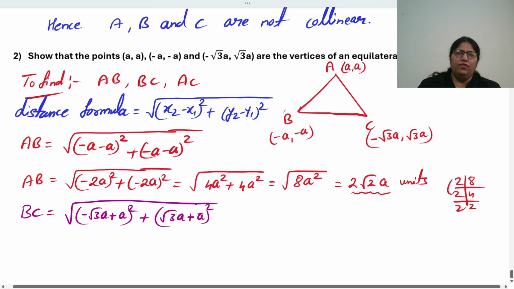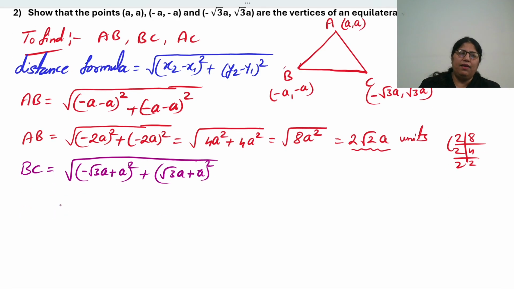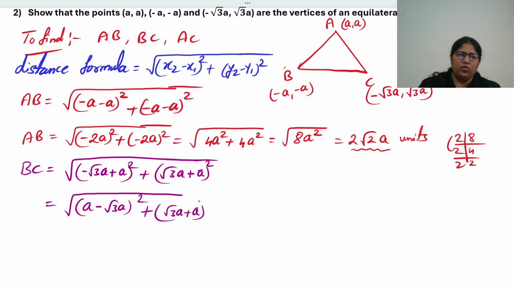Now you need to be careful here. I need to use here a plus b, a minus b whole square identity. So can I rearrange this to make it a minus b whole square plus root 3a plus a whole square? So what are the identities we have to use here? A minus b whole square and a plus b whole square.